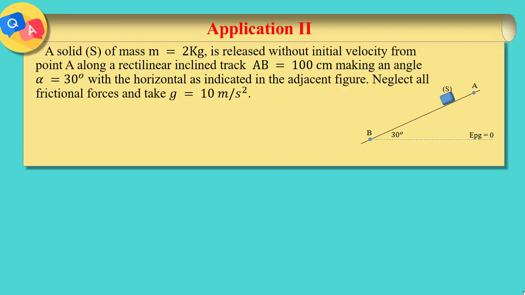Consider this application. Application 2: a solid S of mass m equals 2 kilograms is released without initial velocity from a point A along a rectilinear track AB equal to 100 centimeters, making an angle of 30 degrees with the horizontal as indicated in the adjacent figure. Neglect all frictional forces and take g equals 10 meters per second squared.